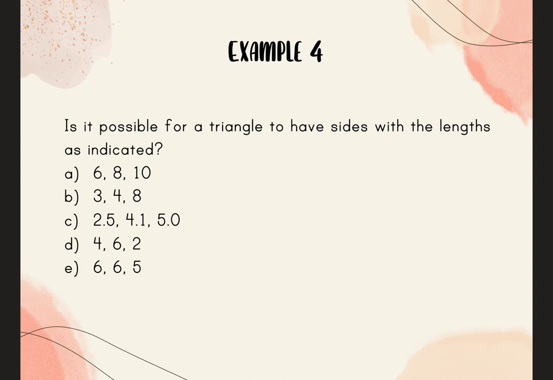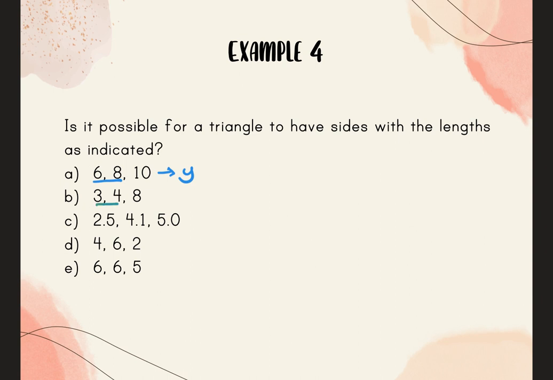Example 4, is it possible for a triangle to have the sides with the lengths as indicated? So you're going to be given 3 side lengths. The easiest way to check these is add the smaller 2 and see if it's bigger than the third. If it is, that's yes. If it's not, it's no. So 6 plus 8 is 14, which is bigger than 10. So this is a yes.